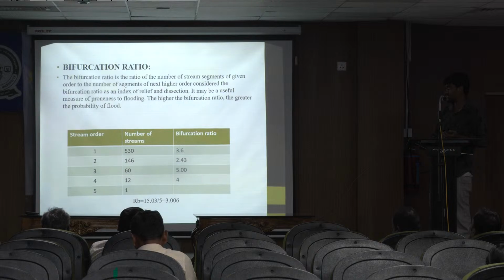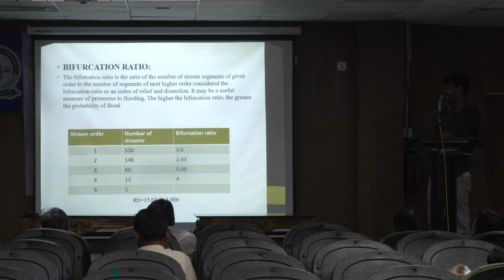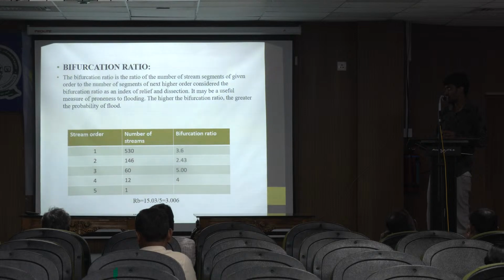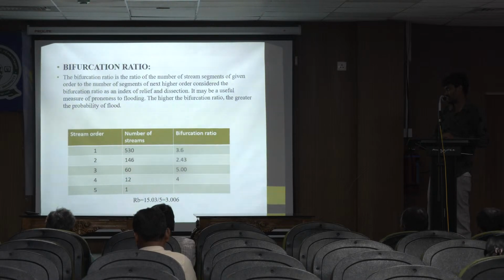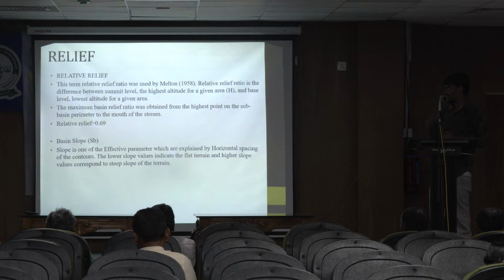Then bifurcation ratio is the ratio of the number of stream segments of a given order to the number of segments of the next higher order. Consider the bifurcation ratio as an index of relief and dissection. It may be a useful measure of flooding. The higher the bifurcation ratio, the greater the probability of flood. I have used the formula Rb, where Rb means bifurcation ratio. Then the relative relief is 0.69.